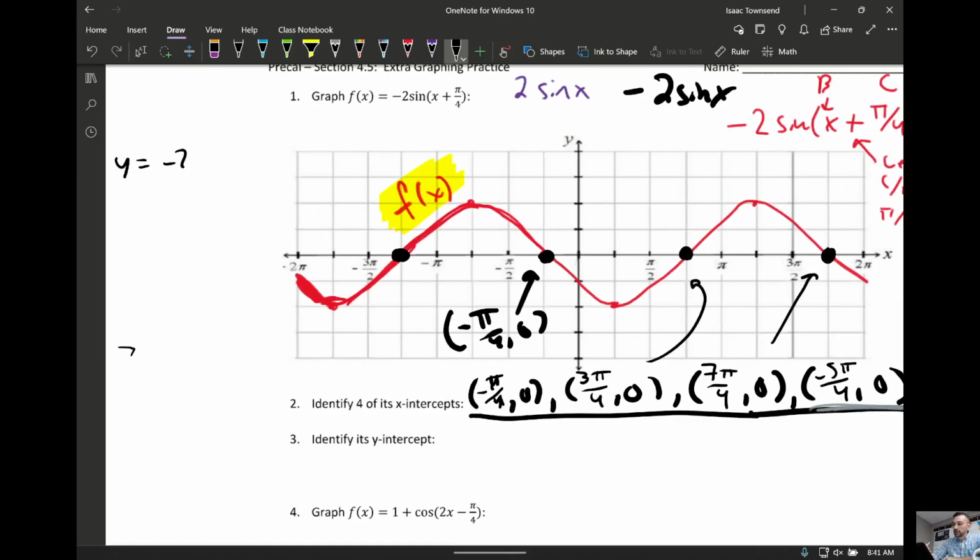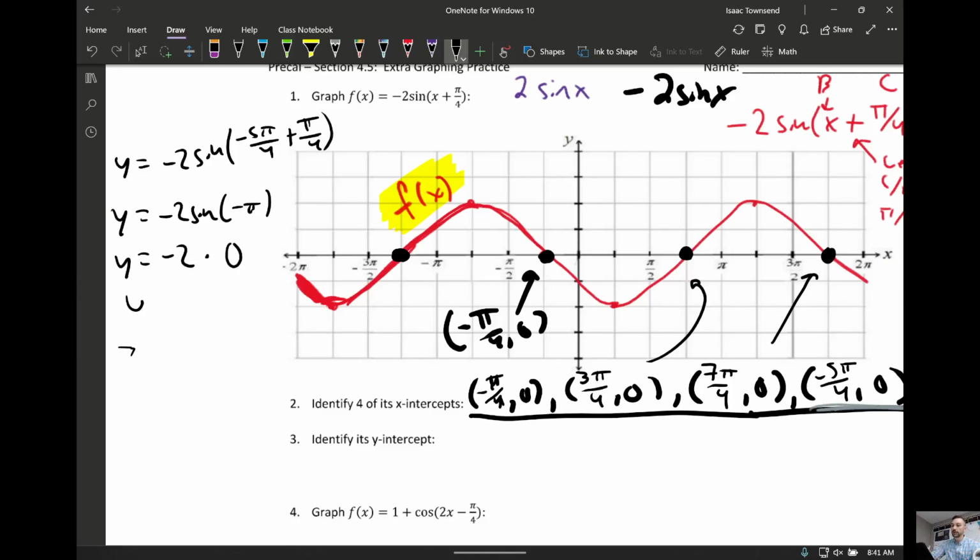If I plug in, and I'm not going to beat you over the head with this on all of these questions, but this is kind of important to at least talk about once. If I plug that in for x, if I add this is negative pi, because I know the unit circle, that is 0. So apparently when I plug in this for x, I get this for y. That confirms negative 5 pi over 4 is where it's supposed to be.